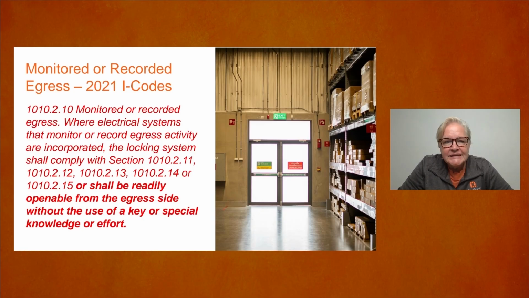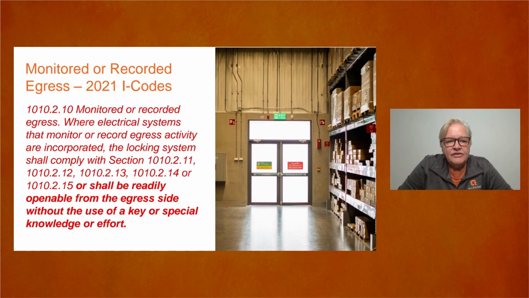So to give a little bit of background, in the 2021 edition of the I-Codes, a section was added that addressed monitored or recorded egress. So that would apply to doors with exit alarms, with a reader on the egress side to shunt the alarm, or doors where the reader on the egress side was used for time and attendance, but was not affecting the egress at all. So this section was added, and you can see the section here.